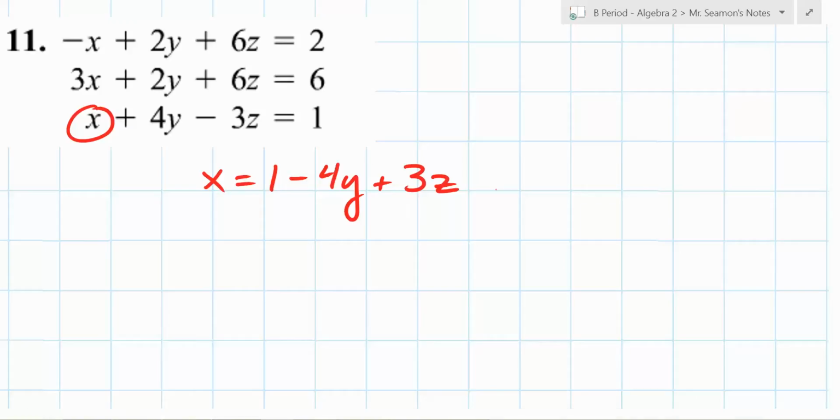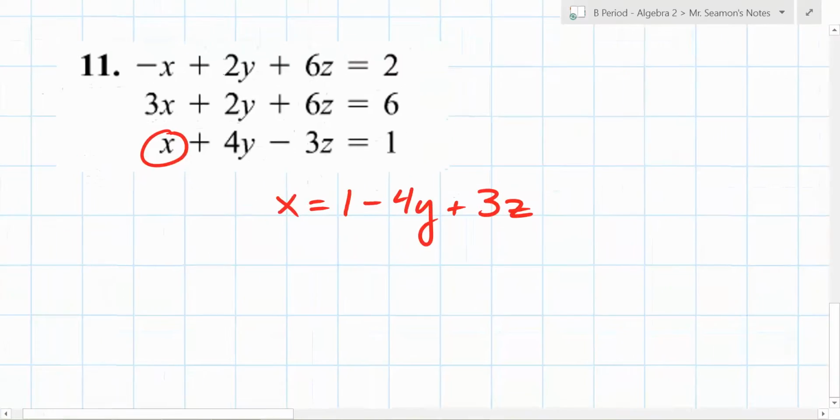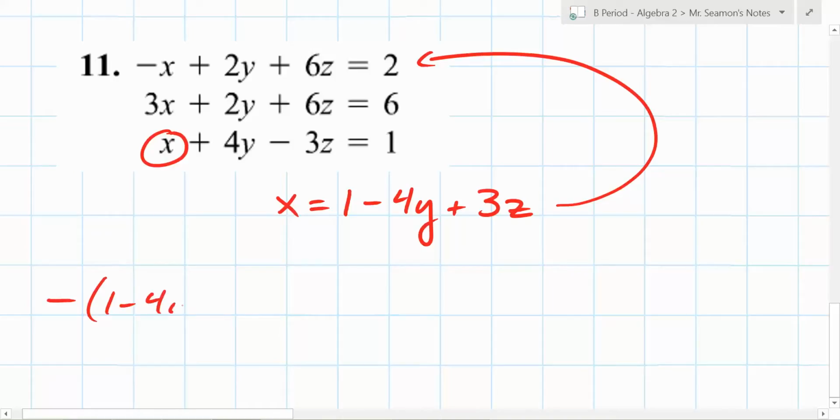What's next? Someone different. Gabby. You have to plug them back in. Plug this one back in where? Into both of the other two. So instead of x, you write 1 minus 4y plus 3z, plus 2y plus 6z equals 2.